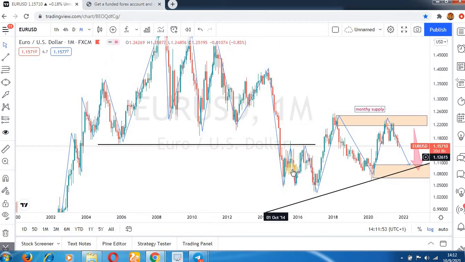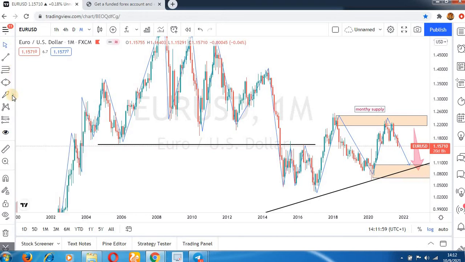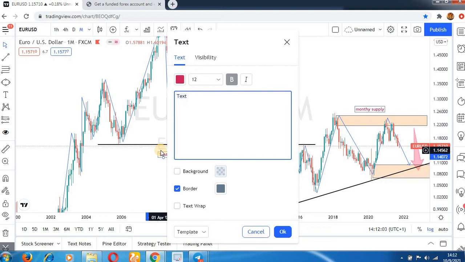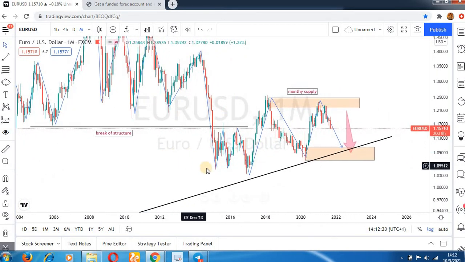So now you see what happened. This is a break of structure. Let me just label it with a text. Break of structure. So this is a break of structure here, or you can call it break of market structure. So what now happens? Let's go back to our story.